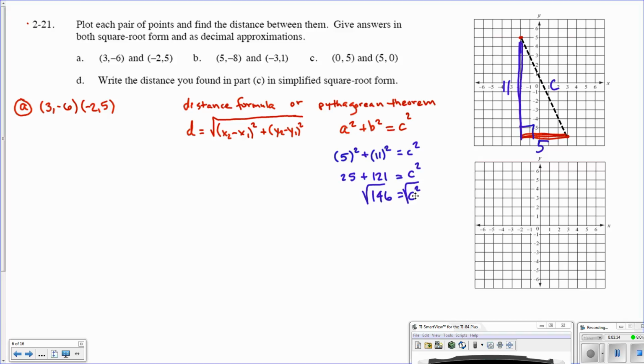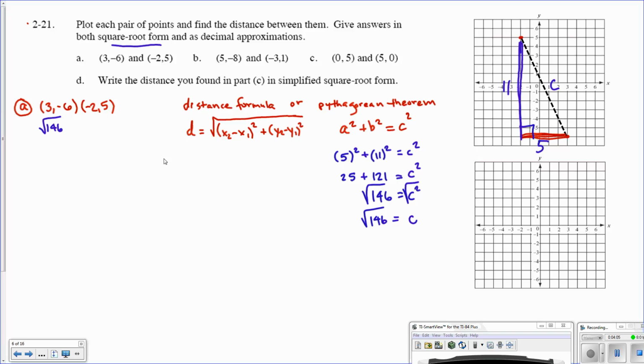And we'll take the square root of both sides. And normally, remember, the square root of c squared would be the absolute value of c. But we don't need absolute value here because we're talking about distances, and so it can't be a negative distance. So we're going to have c is going to equal the square root of 146. So this is our square root form.